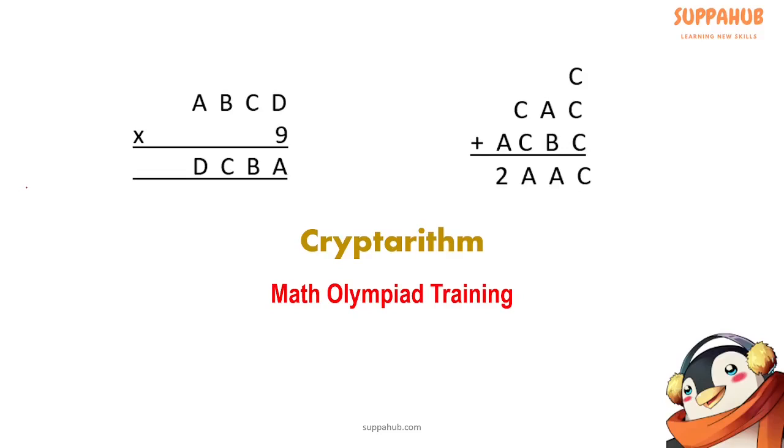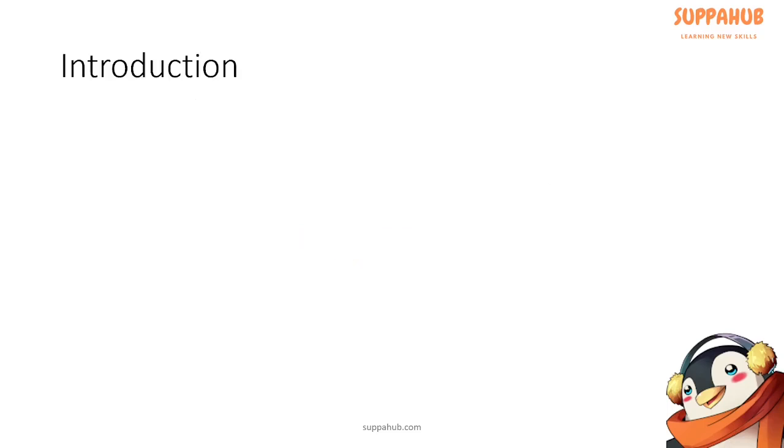Hi there, today I'm going to cover Cryptarithm. This is the fourth video of the Math Olympiad training series. Cryptarithm is also known as alphanumerics.